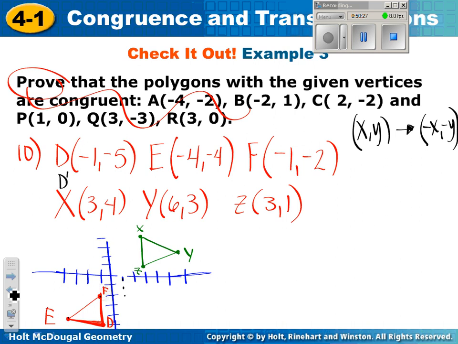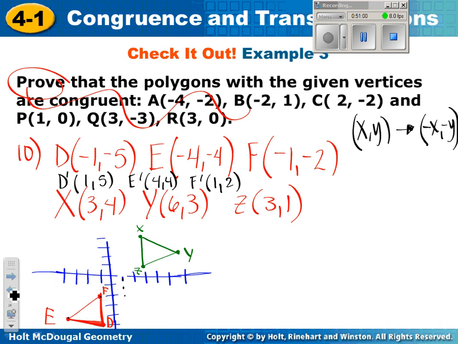So D prime should be at positive 1, positive 5. E prime should be at positive 4, positive 4. F prime should be at positive 1, positive 2. Do you all agree with what I'm doing there? A 180-degree rotation does not switch them because you've actually switched them twice, and the signs change on both of them. So all I did was take every one of these coordinates and change their signs from negatives to positives. Okay? Because that's my rule if I'm doing 180-degree rotation.